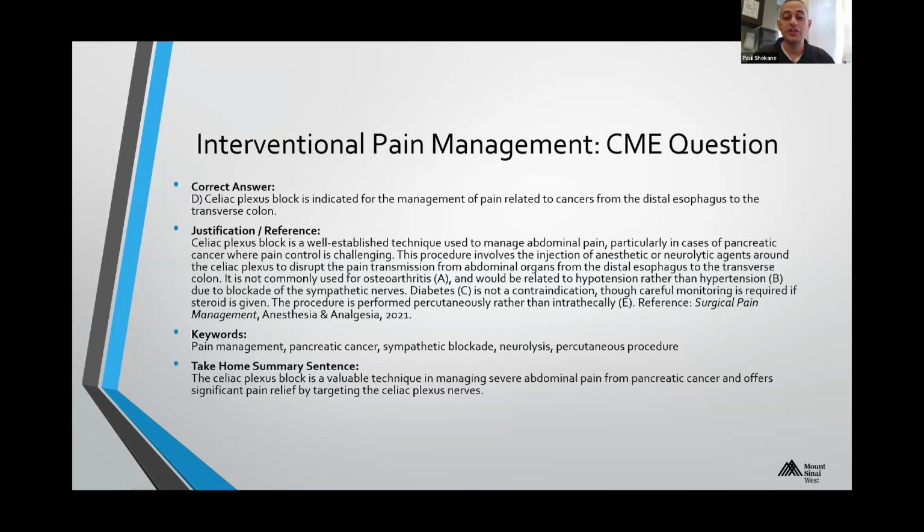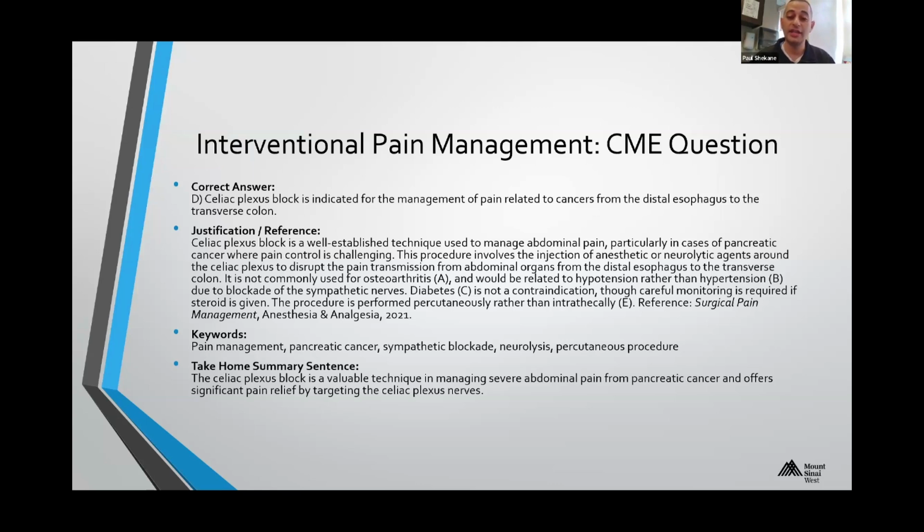The procedure involves injection of anesthetic or neurolytic agents around the celiac plexus to disrupt the pain transmission from the abdominal organs, from the distal esophagus to the transverse colon. It is not commonly used for osteoarthritis, where we would usually do a joint injection for those types of pains. It would be related to hypotension rather than hypertension, given the blockade of the sympathetic innervation to the vessels of the lower extremities, causing vasodilation and hypotension.